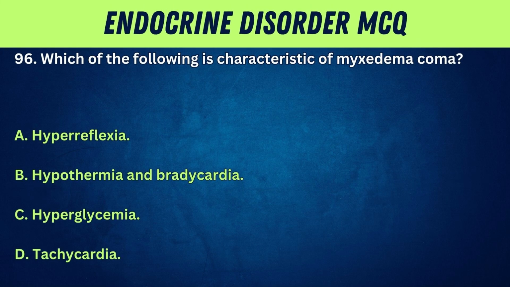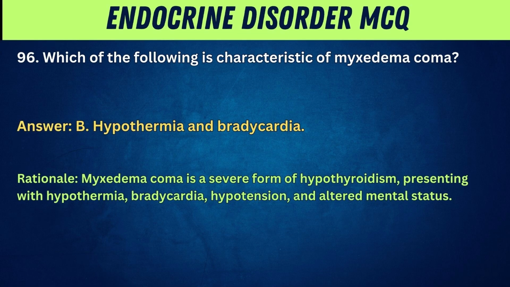96. Which of the following is characteristic of myxedema coma? A. Hyperreflexia. B. Hypothermia and bradycardia. C. Hyperglycemia. D. Tachycardia. Answer: B. Hypothermia and bradycardia. Rationale: Myxedema coma is a severe form of hypothyroidism, presenting with hypothermia, bradycardia, hypotension, and altered mental status.